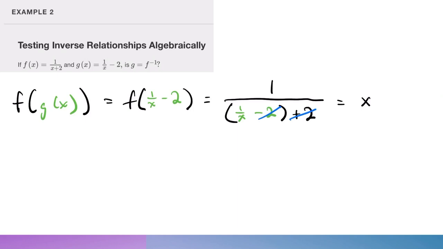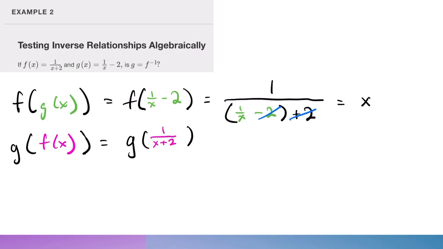Okay. So now let's consider g of f of x. We need to reverse the order. G of f of x is g of, and f of x is 1 over x plus 2. What we're doing is writing g of x like normal, but replacing each x with the fuchsia thing.